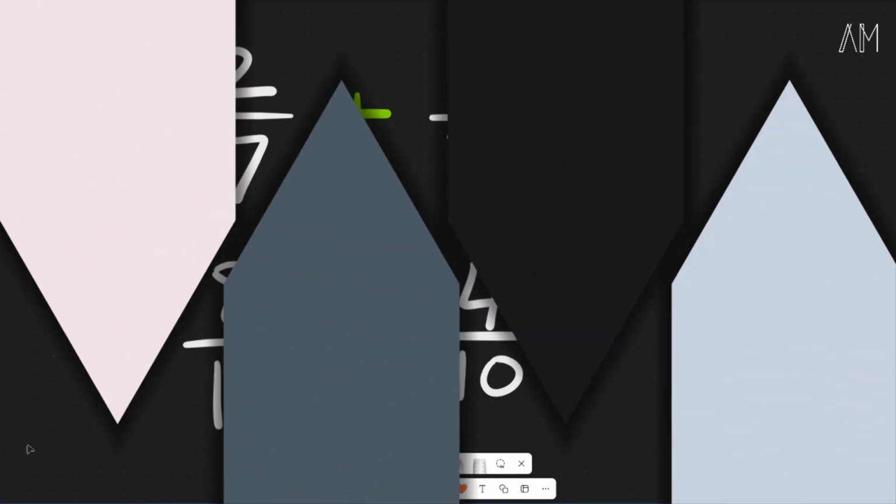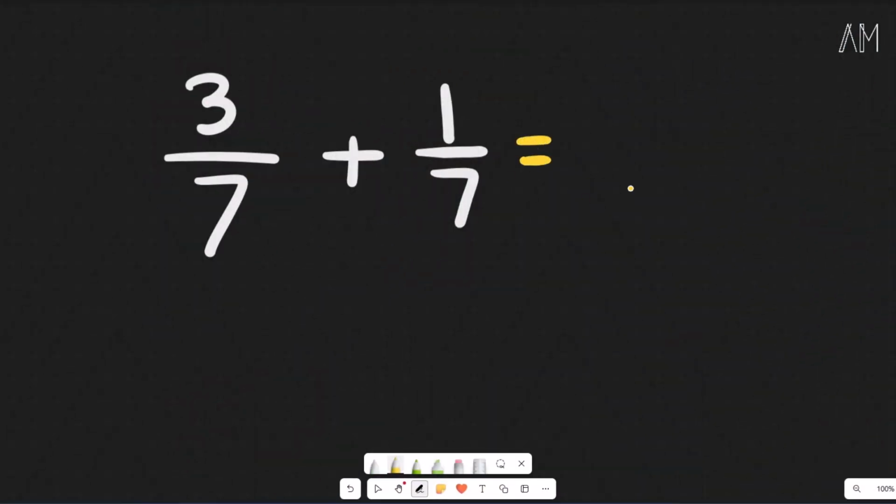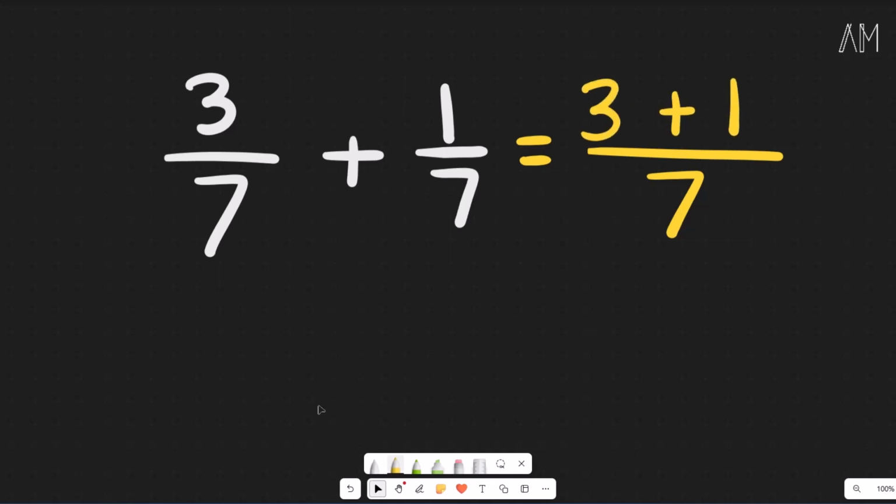Let's take an example. Since we have the same denominator, the denominator will stay exactly the same, and all we need to do is simply add the numerators. And 3 plus 1 is 4, and that will be the final answer. That's how we do it.